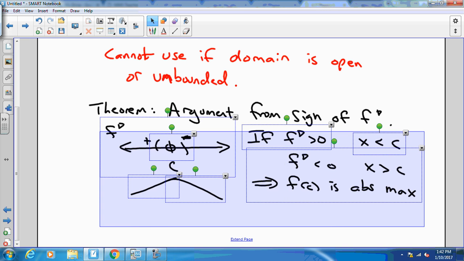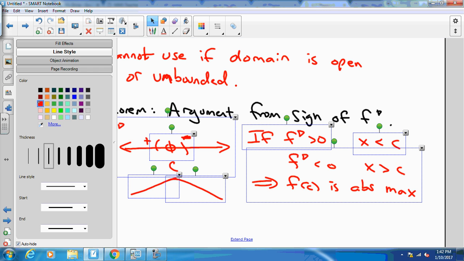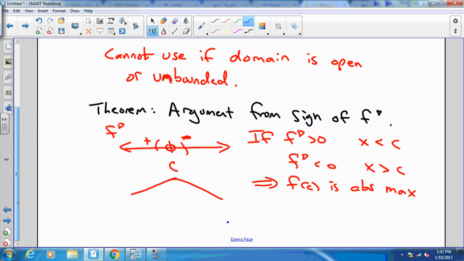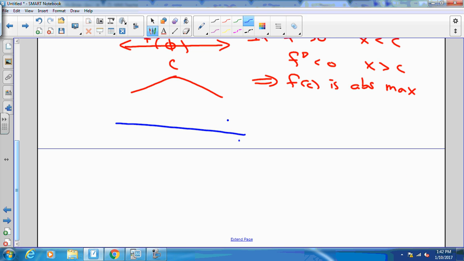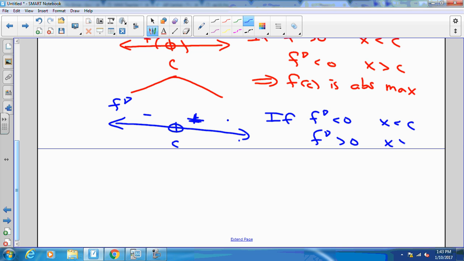Well, you can imagine that this argument can be turned around so that I can also argue that if f prime is negative for x less than c, and positive for x greater than c, then f of c is an absolute minimum. F of c is an absolute minimum.